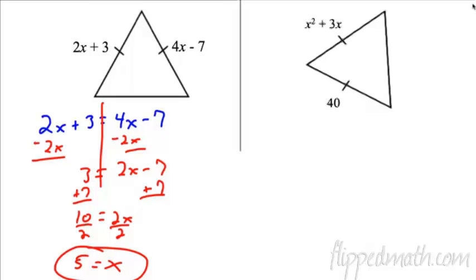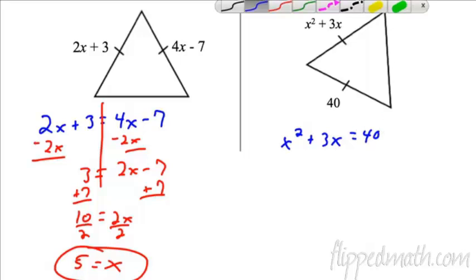Fantastic. Let's up the ante here a little bit. Let's check out this example. This time is a little different. I got x squared plus 3x. This side equals 40, so don't freak out here. Same thing. Go ahead and set up your equation. We know that x squared plus 3x equals 40. So can we solve this?